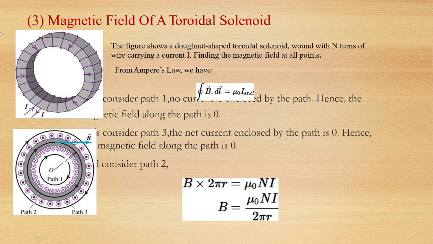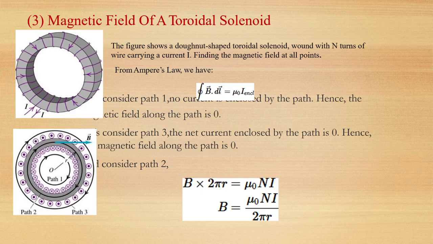Now let us see the third application of Ampere's law, that is the magnetic field of a toroidal solenoid. This figure shows a donut shaped toroidal solenoid wound with n turns of wire carrying current I, finding the magnetic field at all points. From Ampere's law we can write integral B dl is mu naught I enclosed. Let us consider path 1. No current will be passed by this path, so the magnetic field along the path is 0.